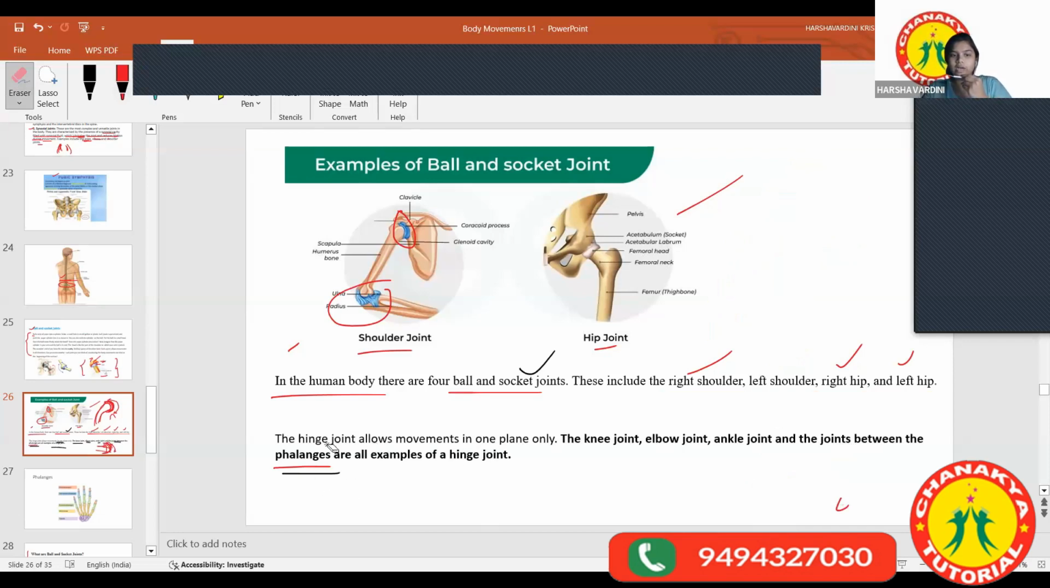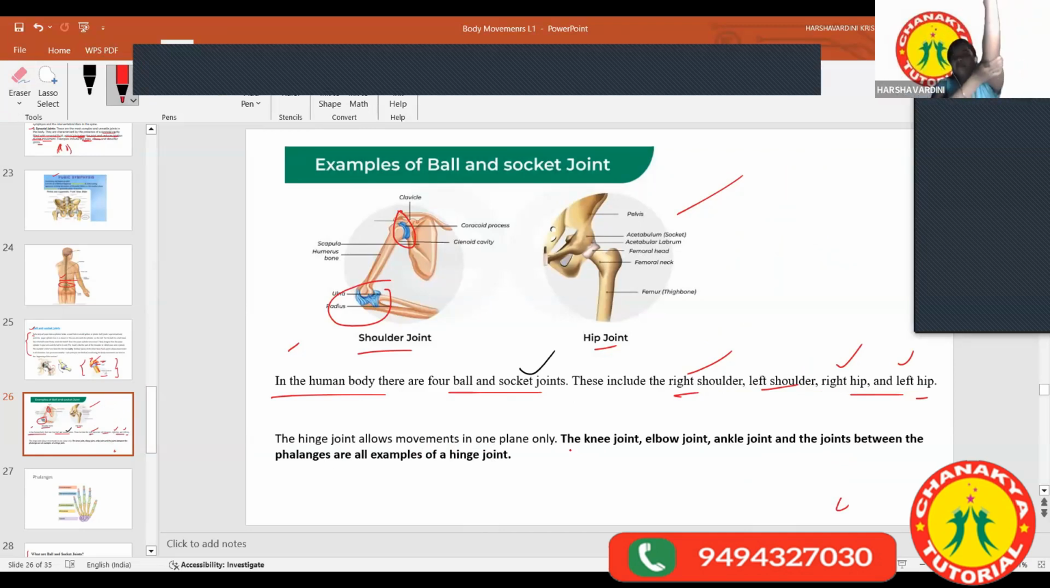And then down, its hinges. Hinge joints. You have to remember where all the ball and socket is present. Hinge joints allow movement in one plane only. So when there is movement in only one plane, those are hinge joints. The best example is your elbow.